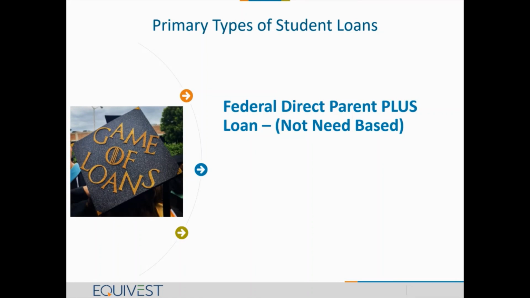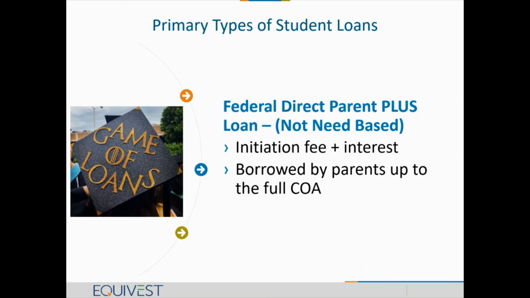The second type that we're going to talk about today is what's called the Federal Direct Parent Plus Loan. And again, these loans are not based on need. It's important to note that with Parent Plus loans, not only are you going to pay interest on the amount of money that you borrow, but for each Parent Plus loan that's taken out, you're going to pay an initiation fee for that as well. So from an overall cost standpoint, that's part of what you want to compare.